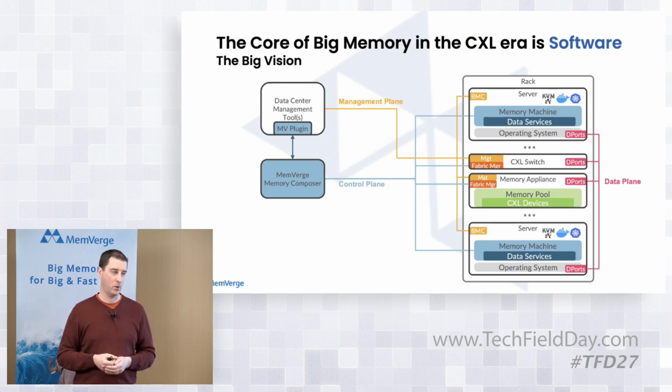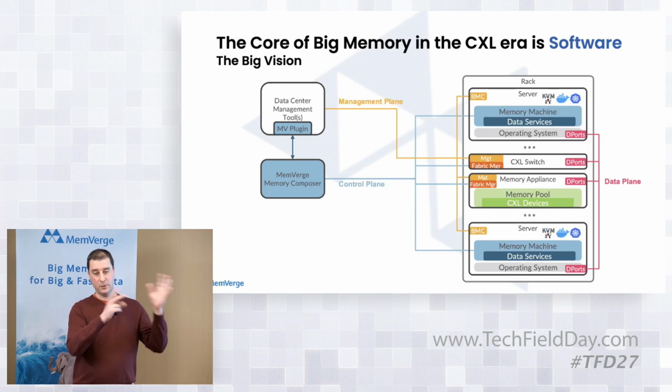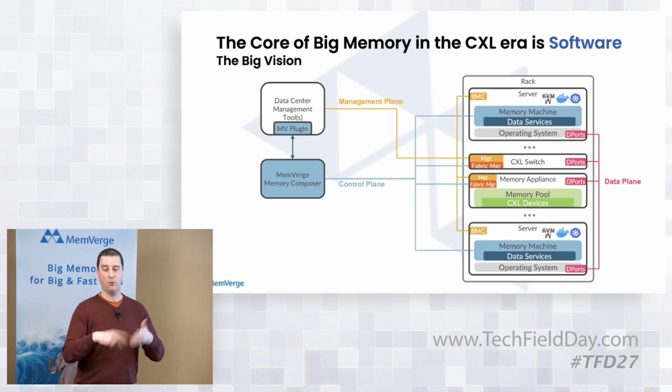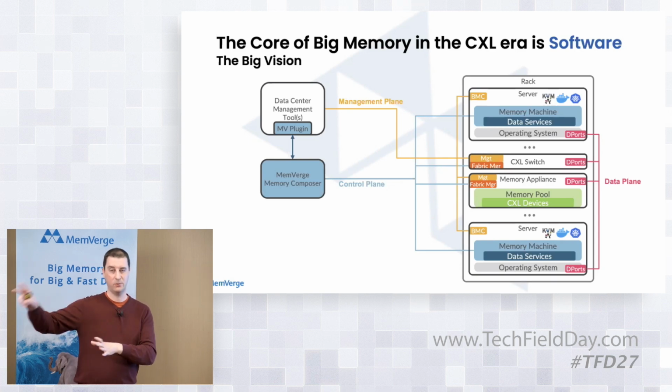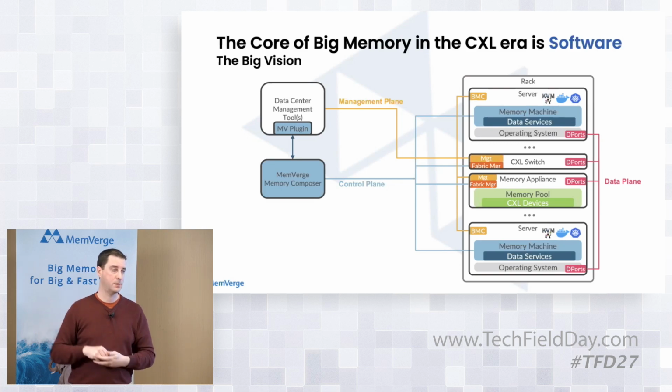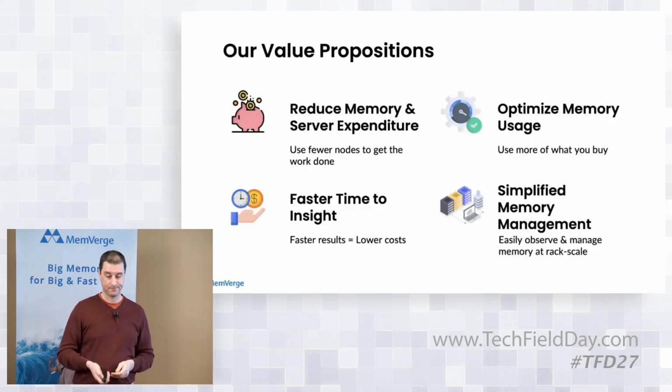And that's the MemVerge plugin piece. If you're using Terraform, for example, we can write a Terraform plugin that says, if you want memory, we'll request it from our composer. The composer will go off and do the necessary action through the Fabric Manager to compose that memory to the hosts. And then you can do whatever you want on top of that. If you want to launch your Kubernetes, your KVMs, whatever, that's fine.